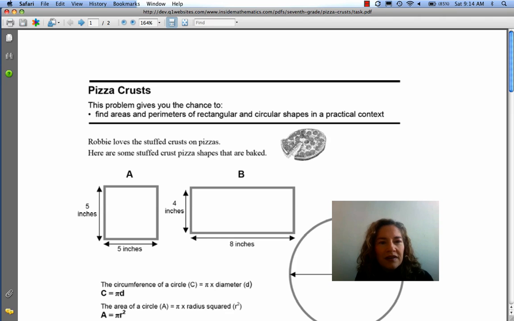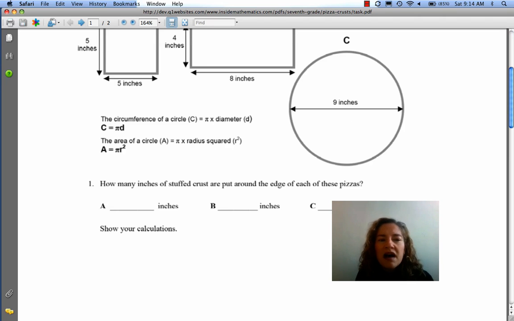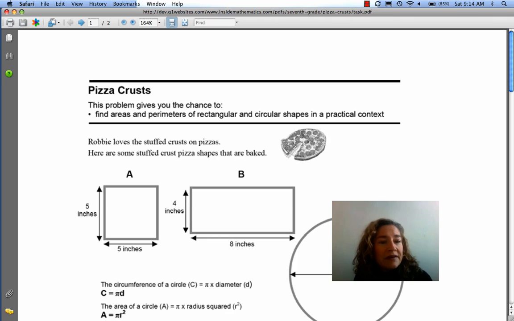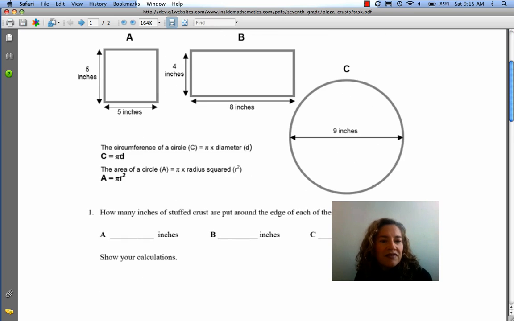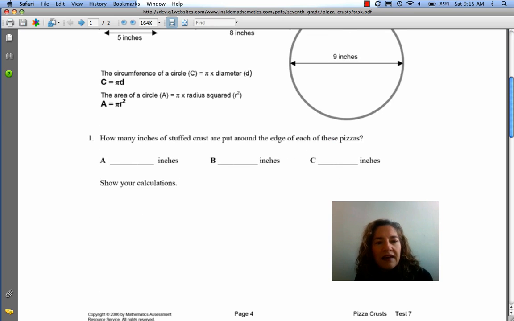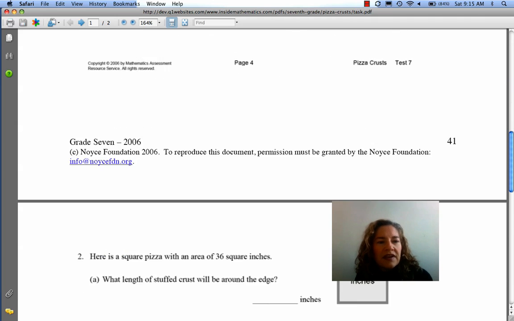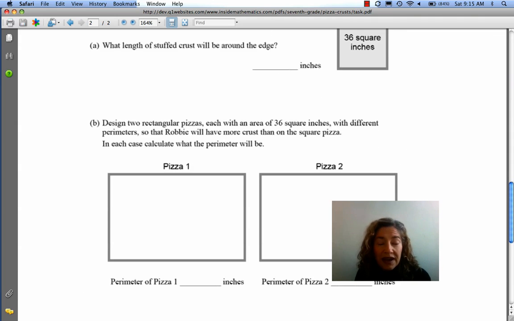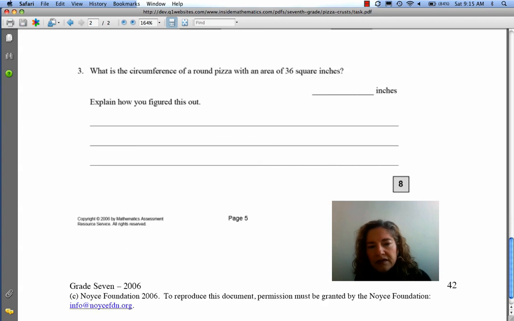And so the task here is that Robbie loves the stuffed crusts on pizzas. Here are some stuffed crust pizza shapes that are baked, right? There are different dimensions here. How many inches of stuffed crust are put around the edge of each of these pizzas? And then, for example, here you could say, design 2 rectangular pizzas, each with an area of 36 square inches with different perimeter, so that Robbie will have more crust than on the square pizza. In each case, calculate what the perimeter will be. So this is the task that the students are engaged with in this particular lesson.